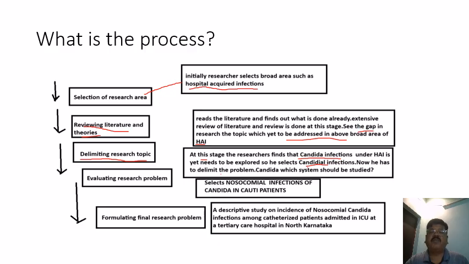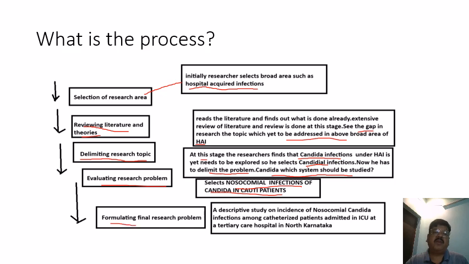In catheterized population. So this is the delimitation of the research topic. Which system should be studied? Here, evaluating the research problem. Here he selects the nosocomial infections of candida in 40 patients. In the end, he selects the nosocomial infections of candida in catheter associated urinary tract infections.